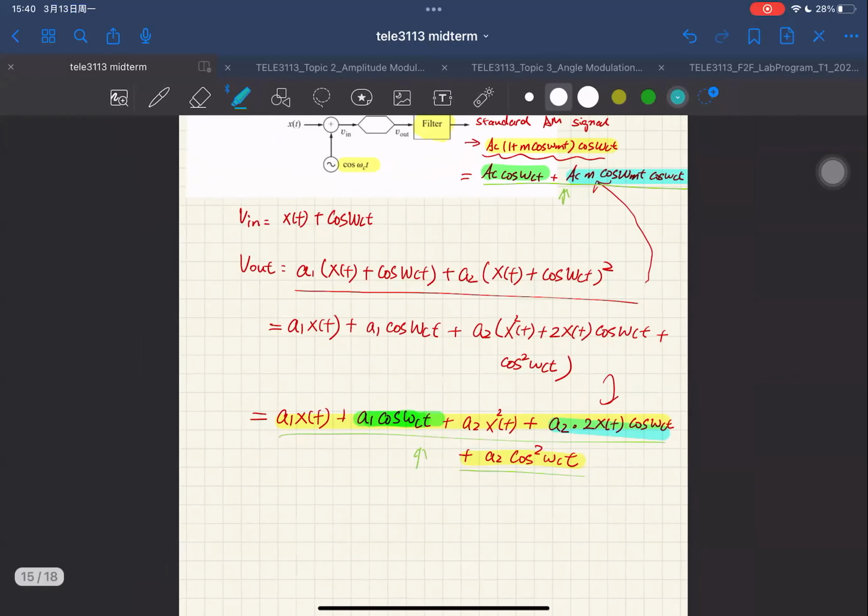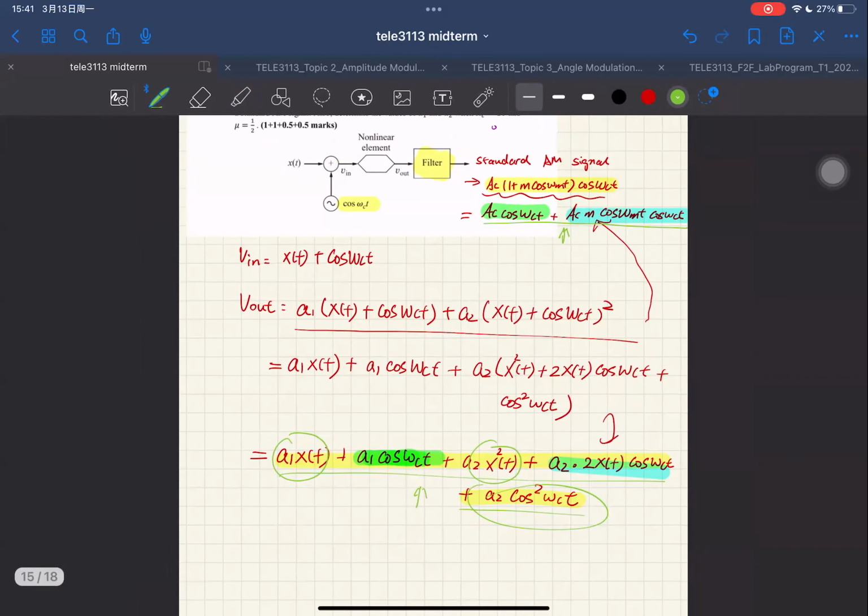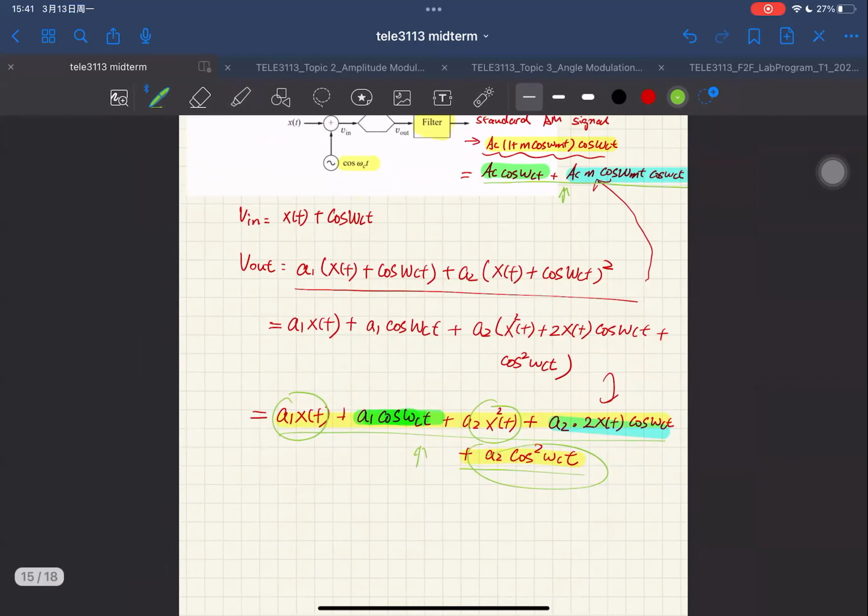So these two green terms, they look similar, right? And that's the one we want to keep. These two blue terms, they look similar, right? This is also what we want to keep. So all the rest of the terms, we want to get rid of them. And that's the reason why we're using this low pass filter, right? We're trying to use this low pass filter to get rid of this term and this term, because we don't want them.